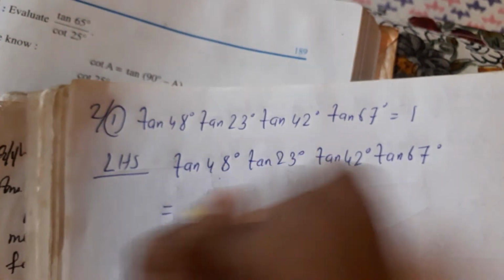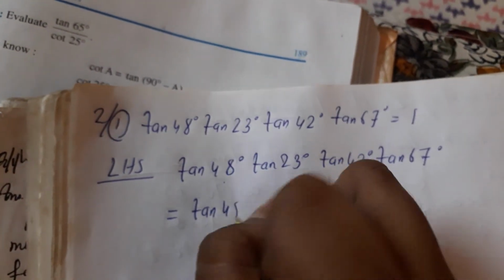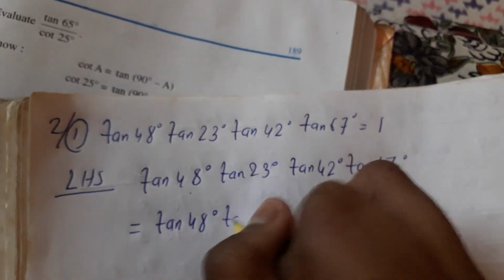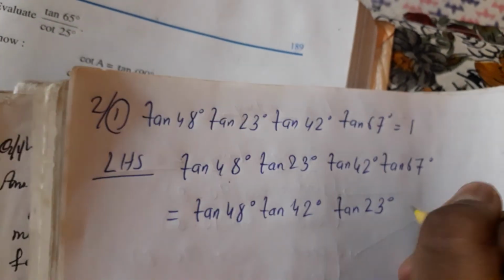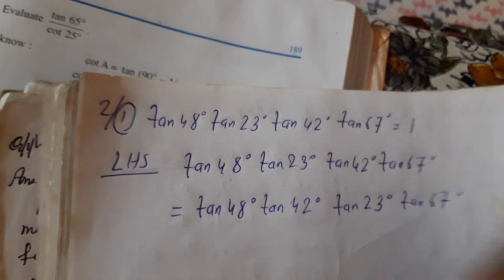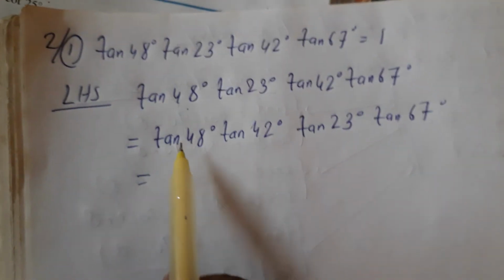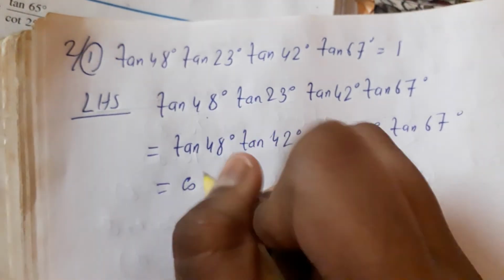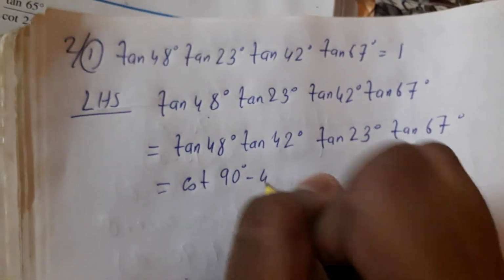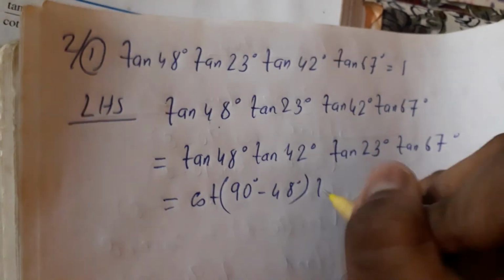Okay, first you have to arrange tan 48 degree, then tan 42 degree, then tan 23 degree, then tan 67 degree. Okay, now write tan theta means cot 90 minus theta. Now write cot 90 degree minus 48 degree. Here it will be same, tan 42 degree.